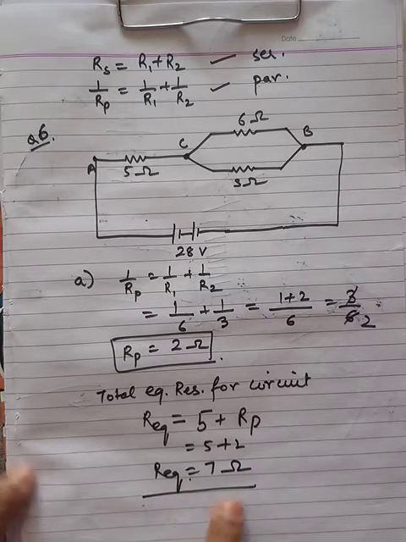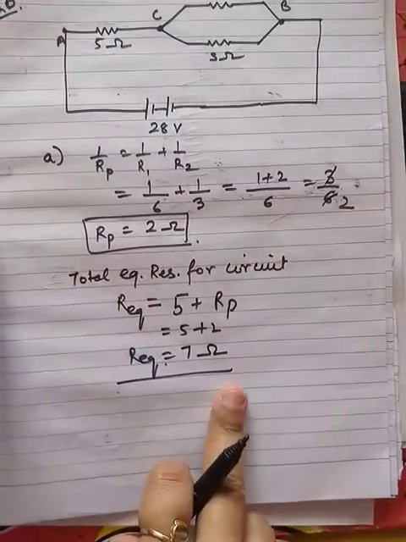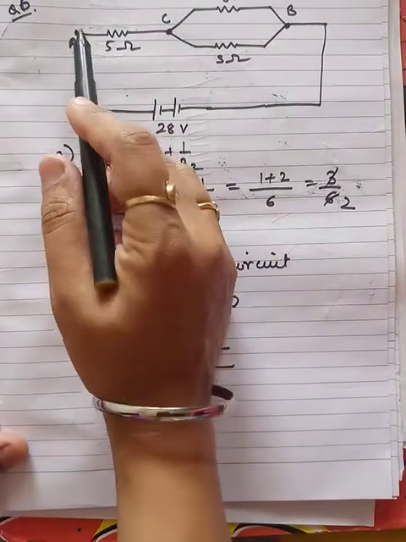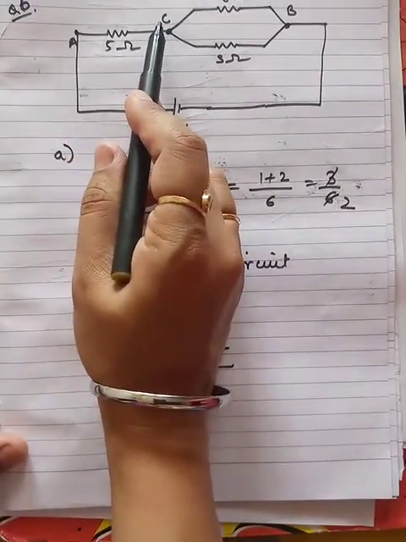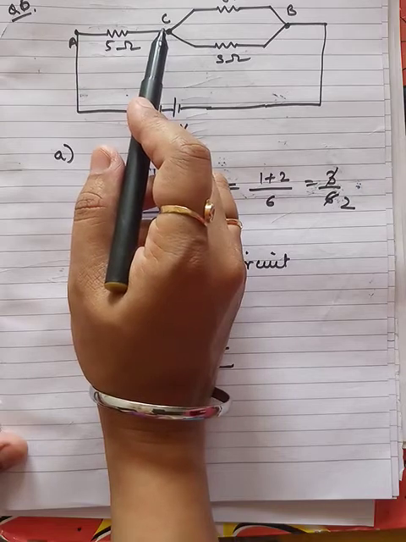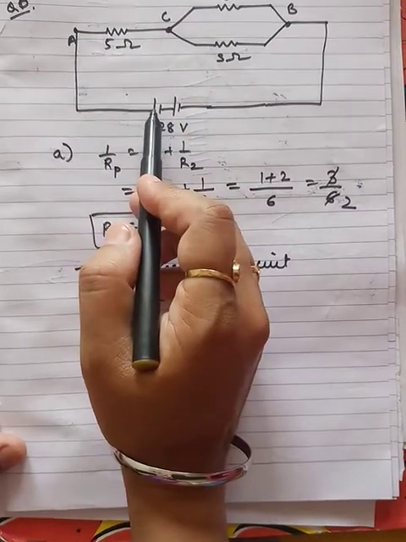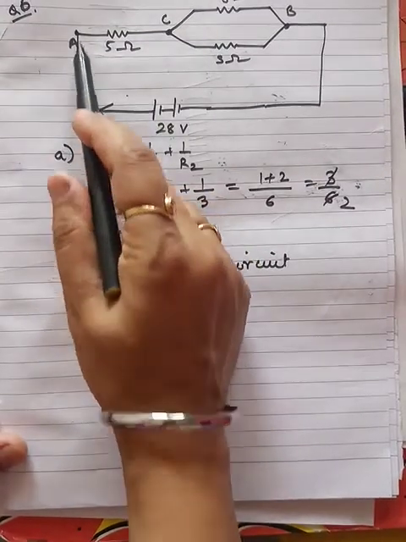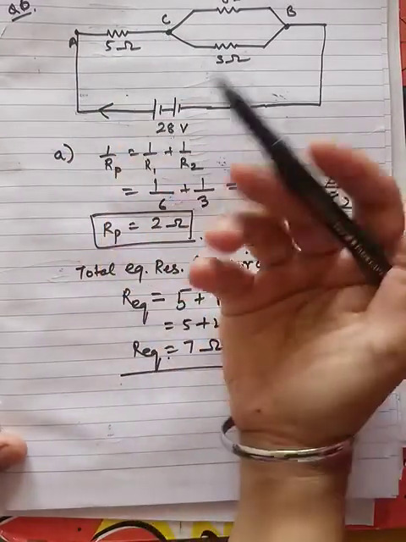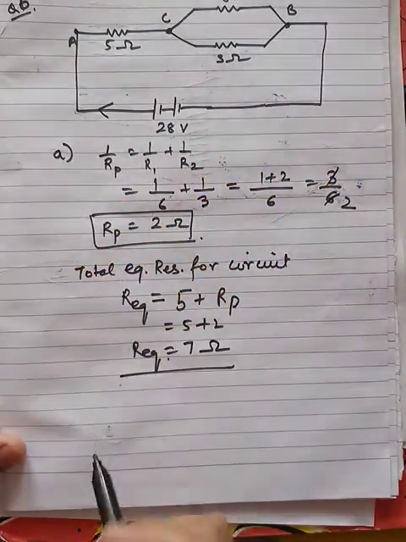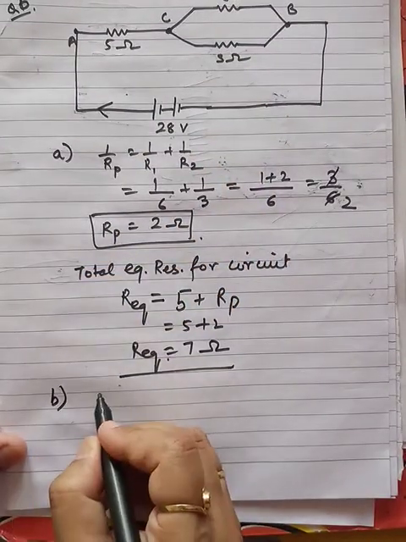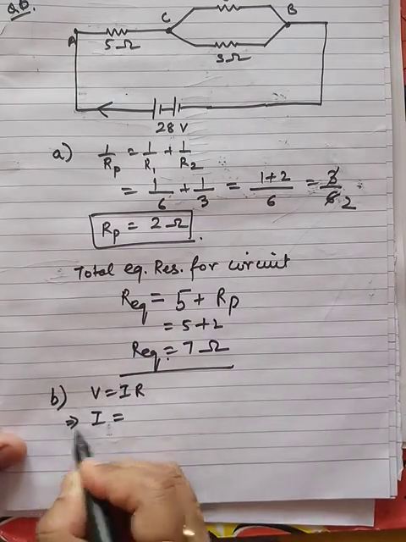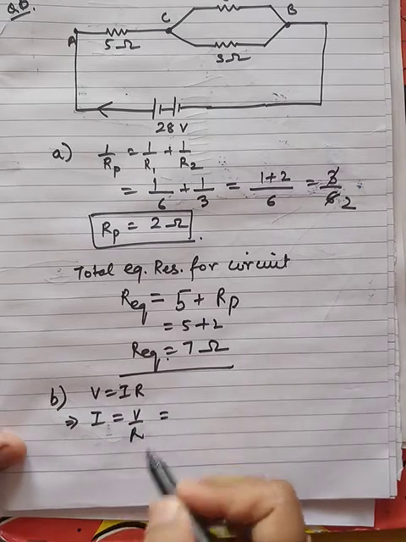Now in part B of this question, the current flowing through AC is asked. The current flowing through AC is the total current according to the circuit. We can see the total current which is flowing from the positive terminal of the battery and through AC also. So we need to find out the total current. To find the total current, we can use Ohm's law. V is equal to I R and I is equal to V upon R. What is V?